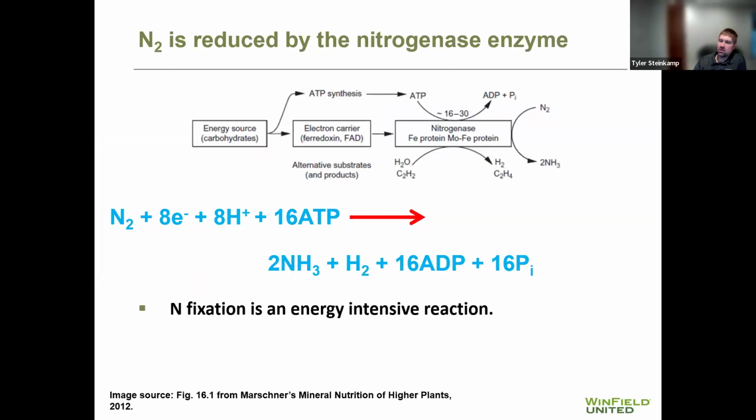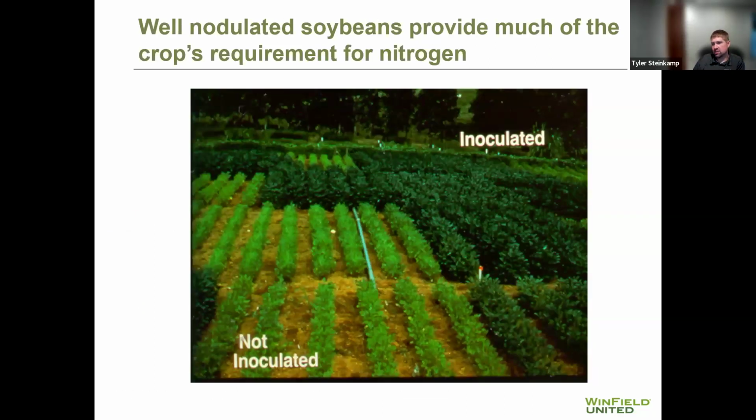So here's the process. I know this is way more in depth than you ever wanted to go, but I know everybody's favorite subject is plant physiology, so I thought I'd include this. Understand that nitrogen fixation is a very energy intensive process, and that's why the plants do have to supply sugar to the bacteria in order to get good nodulation and good nitrogen fixation. Here are some old pictures looking at inoculated versus uninoculated soybeans. You can see a big difference there.